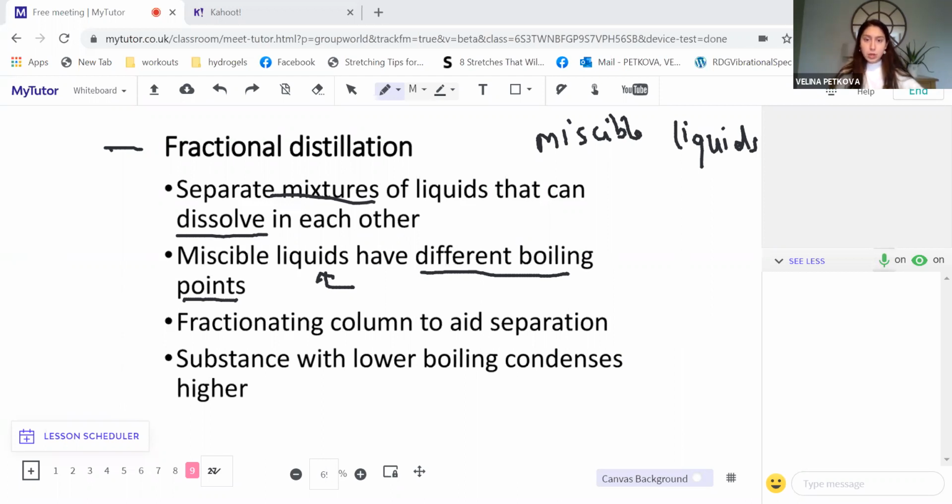Okay, so with our fractional distillation, we have a fractionating column, which we're going to see in a sec, and that aids this separation. So in our miscible liquids, we're going to have, say, two different liquids with different boiling points. The liquid with a higher boiling point condenses first, and the one with the lower boiling point condenses later on. Okay.